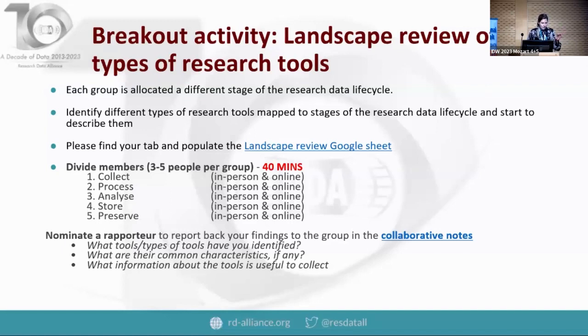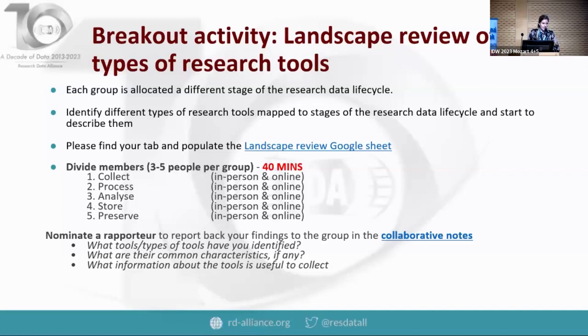I'm going to come around the room and just make sure that you've all been allocated a stage of the research data lifecycle. So the co-chairs have identified 5 stages: collect, process, analyze, store, and preserve. And the idea is for the next 40 minutes for you to discuss, and you should have access through the collaborative notes to a Google Sheet that we've set up.